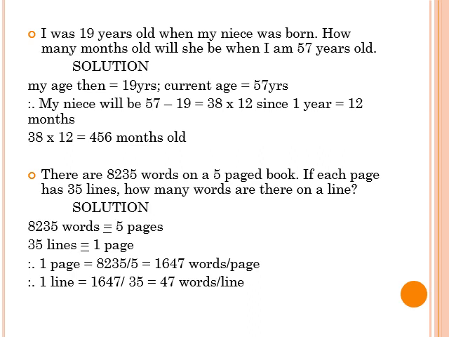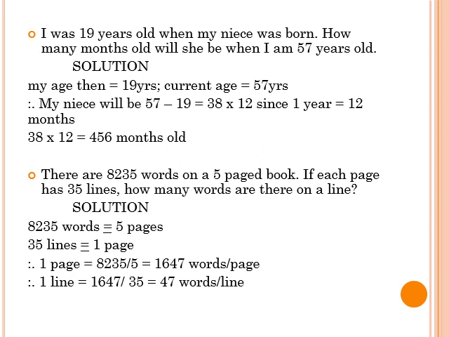The next example says there are 8,235 words in a 5-page book. If each page has 35 lines, how many words are there on a line?